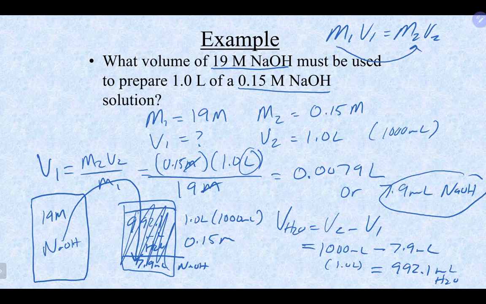But you don't always make things in volumetric flasks. You could make them in beakers or other things. So sometimes that's a common mistake. Any questions on that there? All right, so let's try another one here.